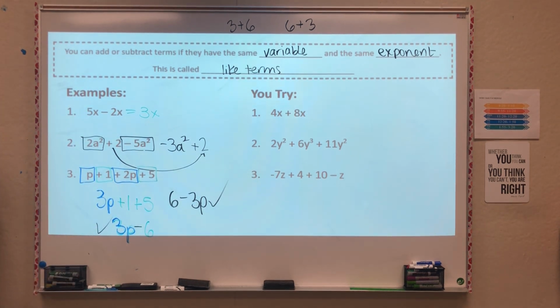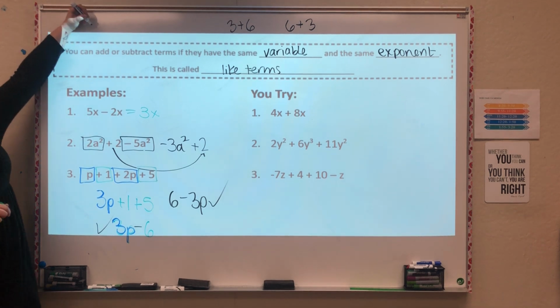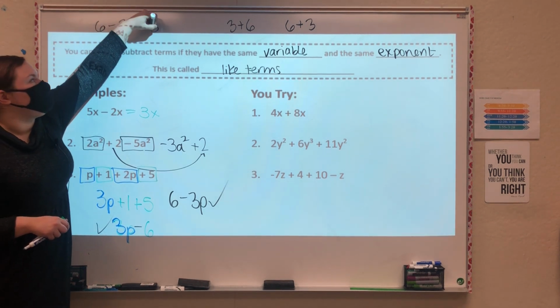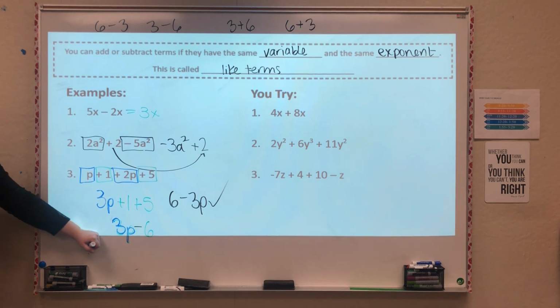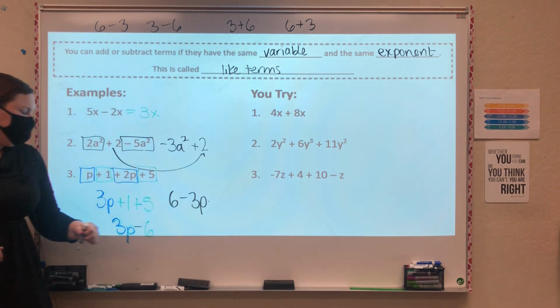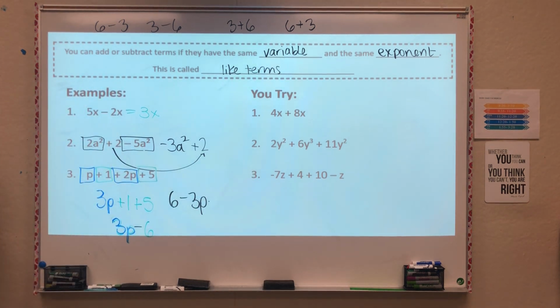No. You were so quick to say no. Tell me why. Because you can't take 3 from 6, but you can take 6 from 3. So you're going back to numbers again. You're saying, I know 6 minus 3 and 3 minus 6 aren't the same thing, because you can't subtract the higher number from a smaller number. That's one reason. What's another reason we could say why these aren't the same thing?